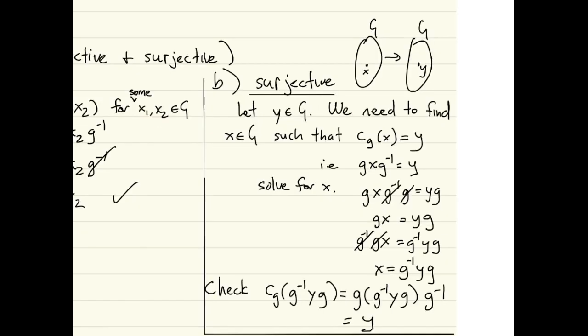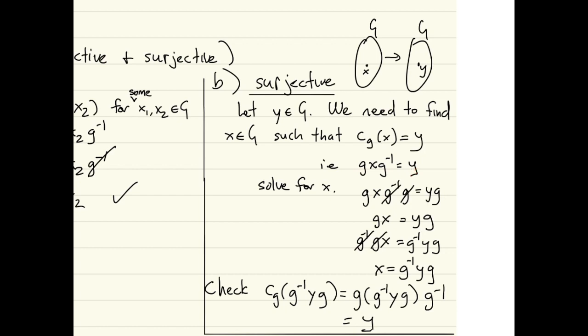Next, let's show that this map Cg is surjective. The picture for surjective is that if you start with any arbitrary element y on the target side, or codomain side, then you want to find an x in the input side that maps to y under the function. So let y be an element of G is how you start the proof. We need to find an x in the group such that the function Cg maps x to y. So Cg of x is equal to gx G inverse, and we want to find an x such that this equation holds.